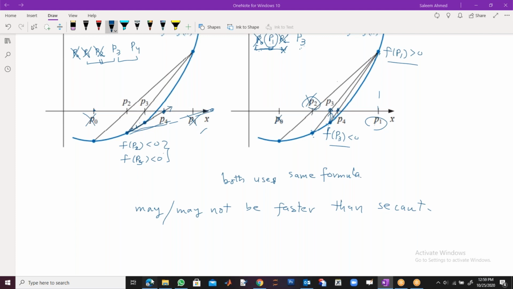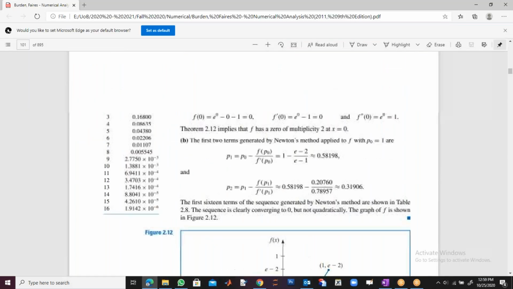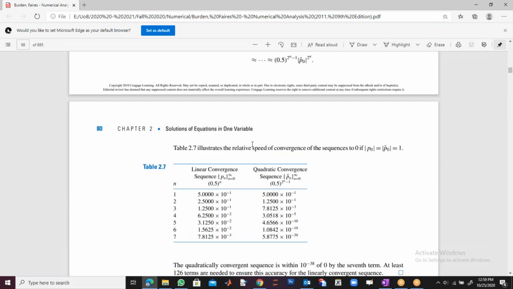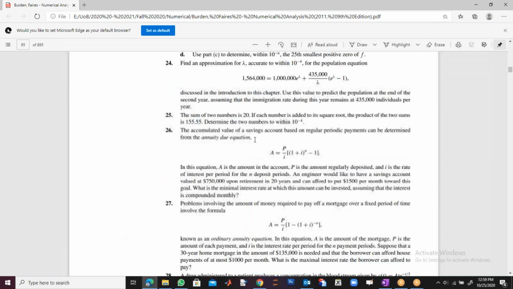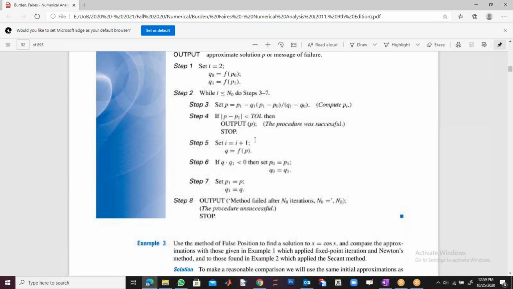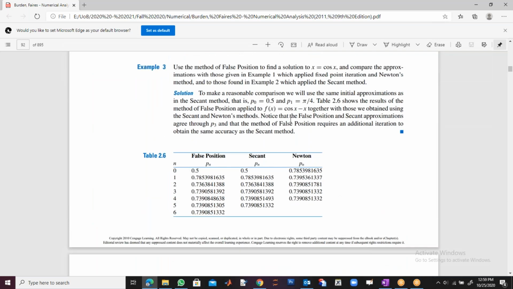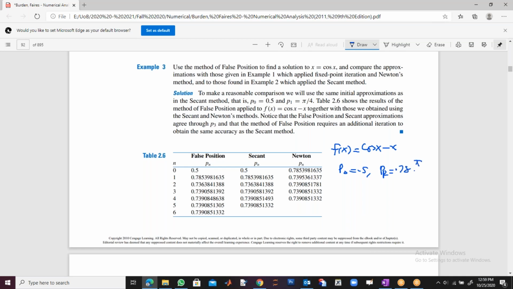I can show you an example in the book right after this. They gave us the example where they solved the same question, cos x minus x, by this method. You see here, same example, f(x). It is the same example which we are studying, cos x minus x. Same secant formula with p0 equal to 0.5 and p1 equal to pi by 4, which was 0.78 something. So you can find pi by 4 here.